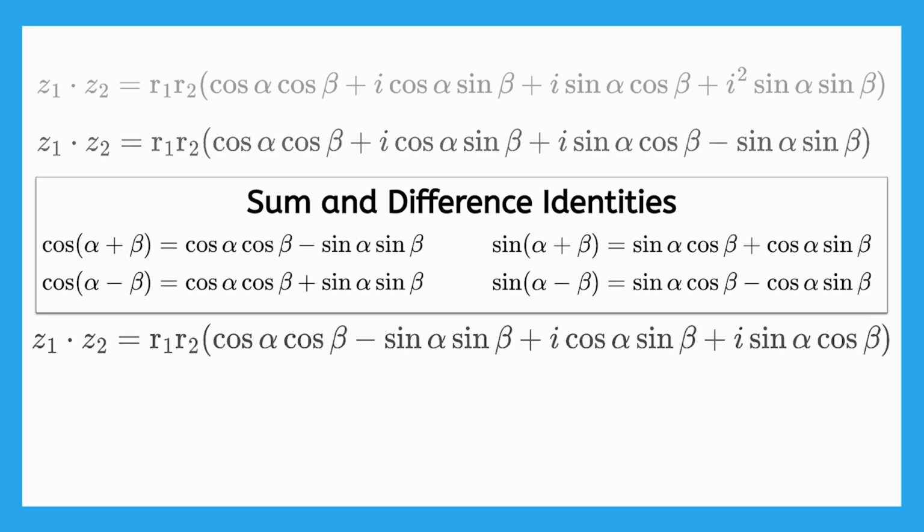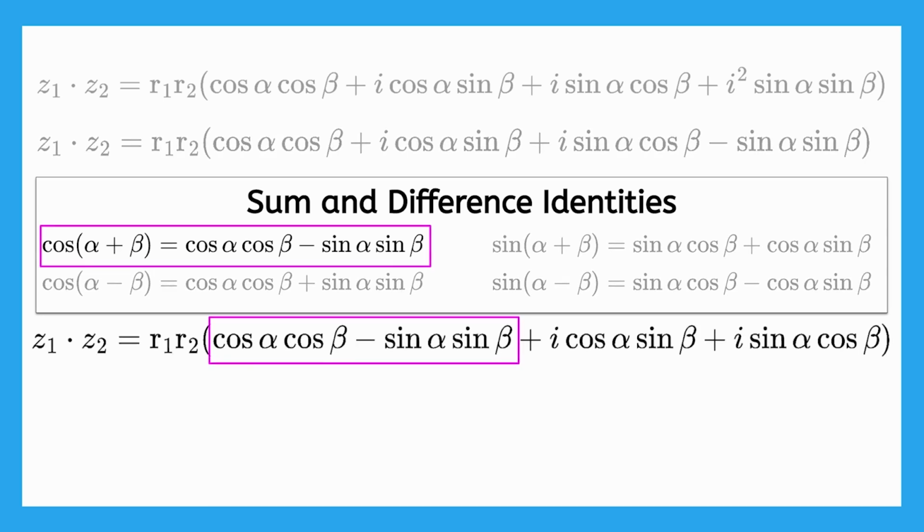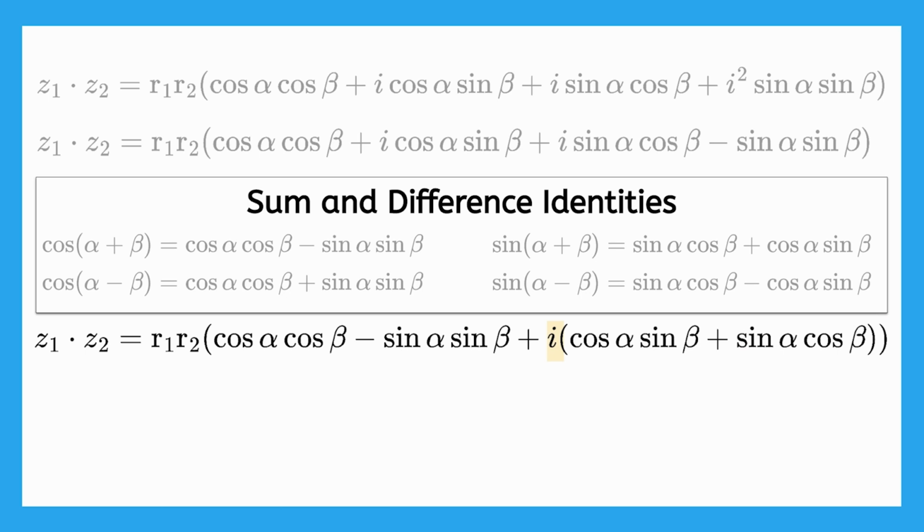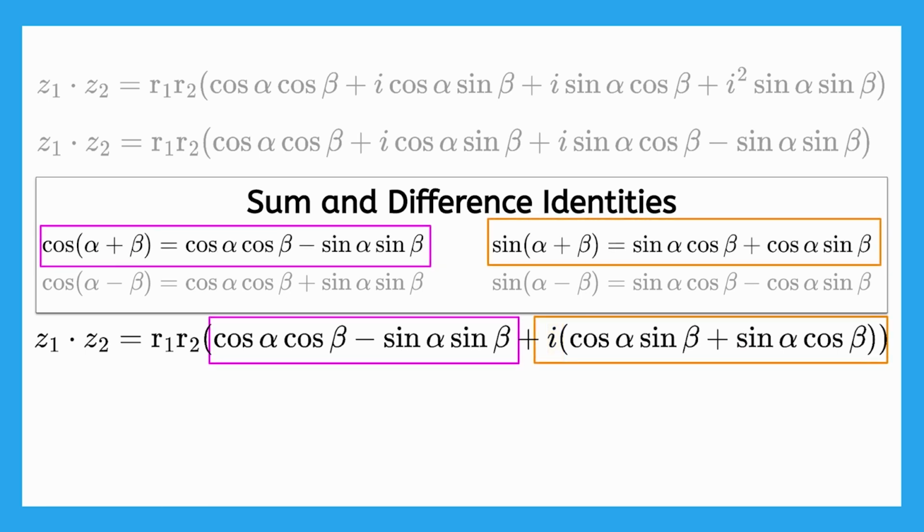If I rearrange some terms, I can see that cosine of alpha plus beta will substitute for this piece, and sine of alpha plus beta looks a lot like this piece, except for the i. Any ideas for what I can do with the i? Since both terms have an i, it can be factored out. And now we can substitute using our cosine and sine sum identities.